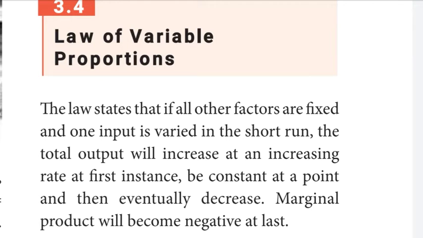Question number 1. Examine the law of variable proportion with the help of a diagram. The law states that if all other factors are fixed and one input is varied in the short run, the total output will increase at an increasing rate at first, be constant at a point and then eventually decrease. Marginal product will become negative at last.